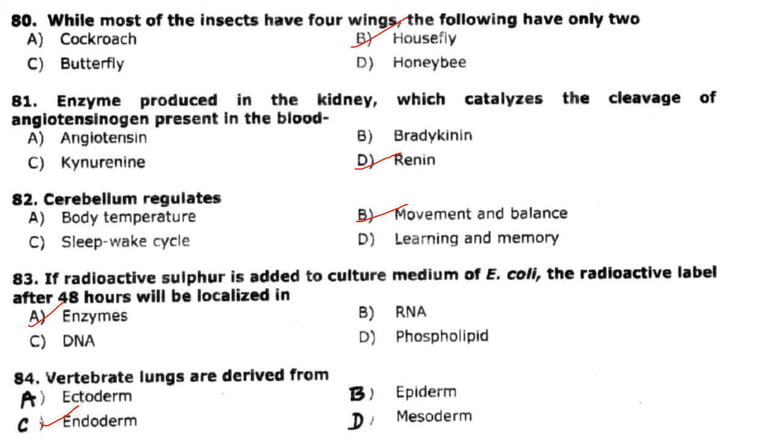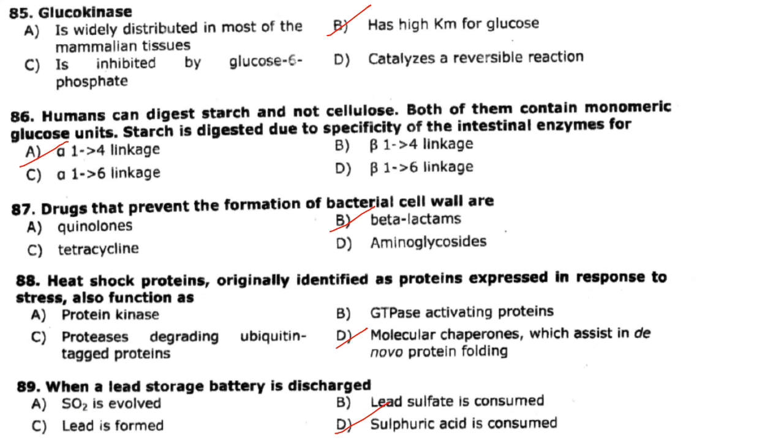Vertebrates are derived from endoderm. Answer is option C. Then glucokinase has high Km for glucose. Answer is option B. Humans can digest starch but not cellulose. Both of them contain monomeric glucose units. Starch is digested due to specificity of the intestinal enzymes for alpha 1,4 linkage. Answer is option A.